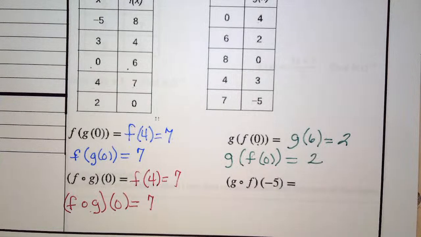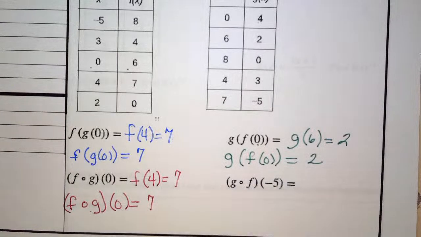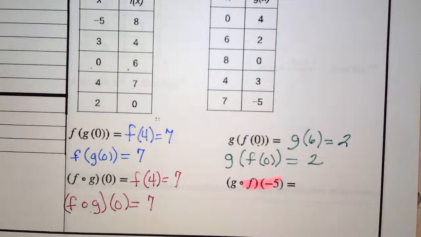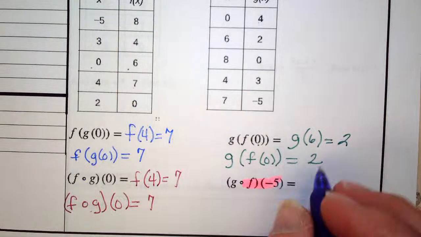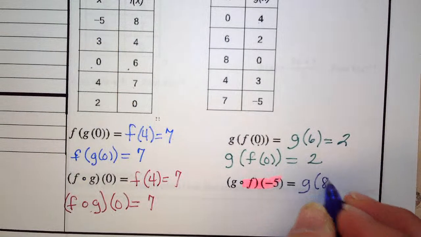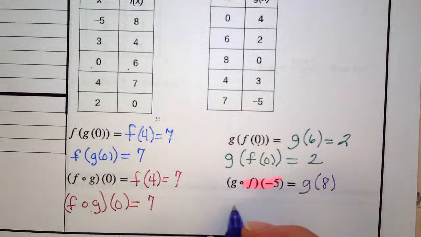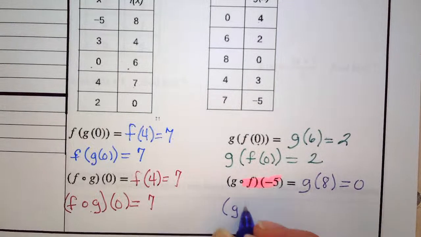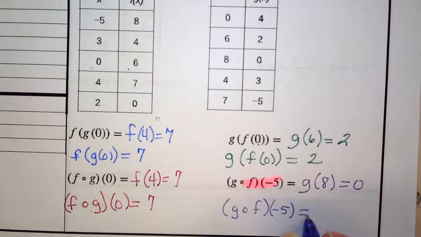And for the last one, we look at f of -5. This is where we're starting. Go to my table f. When x is -5, -5 goes to 8. So now I'm looking at g when my x is 8. I come down here, 8 is 0. So when I take g and I put f when x is -5 into it, I end up with 0.